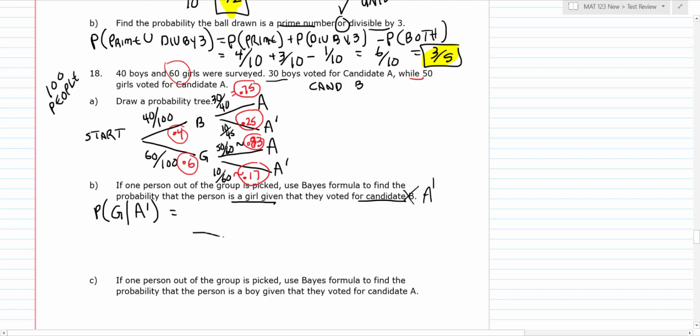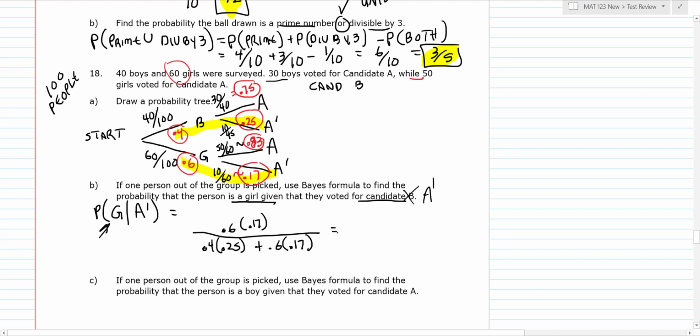First of all, the denominator is going to be the two different ways to get to A prime. There's that way and there's that way. So the denominator is going to be 0.4 times 0.25 plus 0.6 times 0.17. But the probability of a girl is only going to be going this way. That's a girl who also voted for A prime. So that would just be 0.6 times 0.17. So that's how Bayes' formula goes.